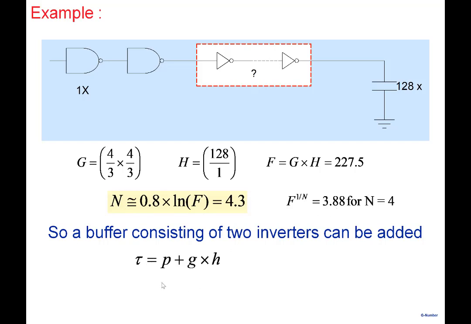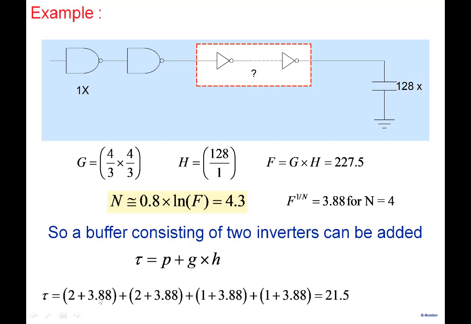And what is the overall delay? Delay is P plus GH for each gate. Let me calculate. The first gate is 2 plus 3.88, the second is also 2 plus 3.88. Each inverter is 1 plus 3.88, 1 plus 3.88. The total delay is 21.5. Interestingly, we have added 2 inverters to our design and the overall delay has become 21.5, as compared to 34 for the previous case.